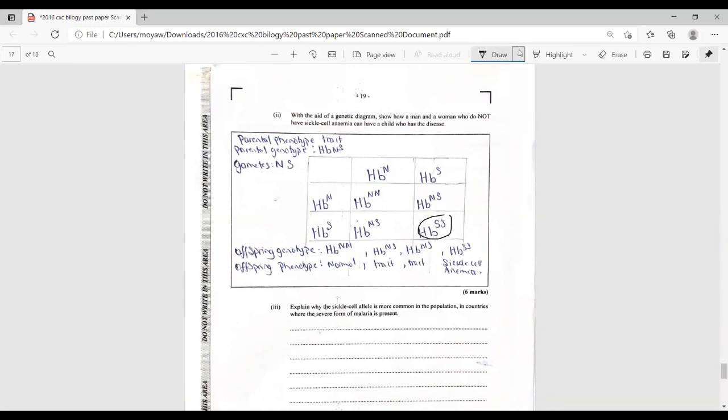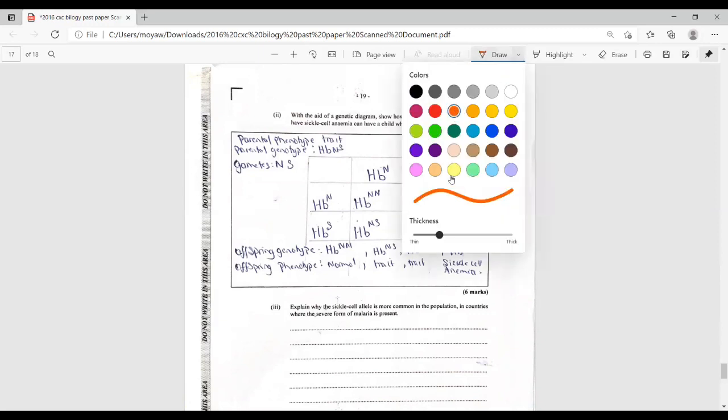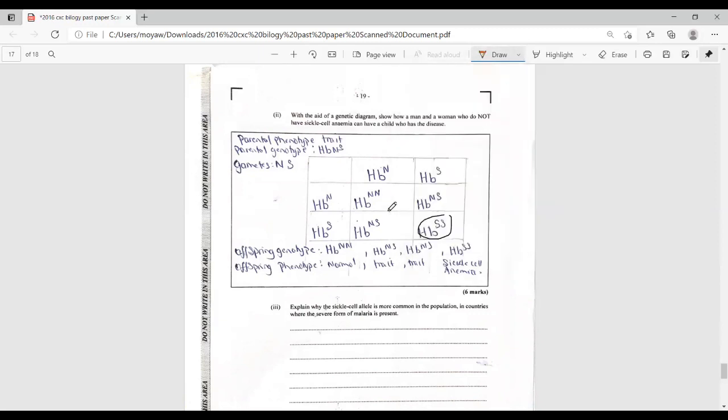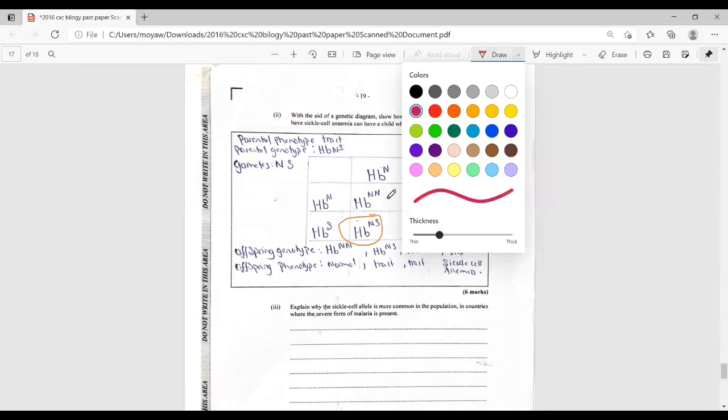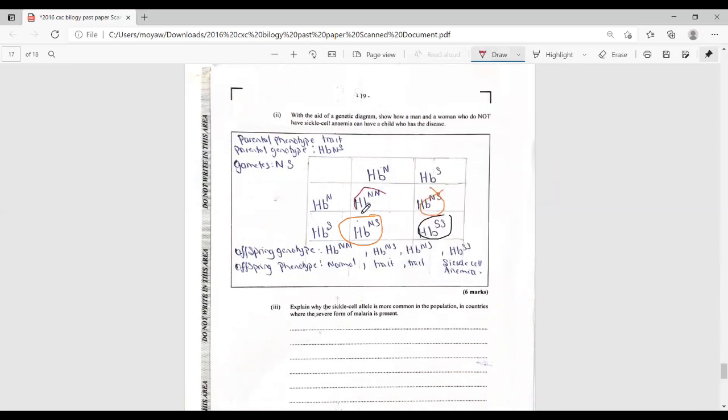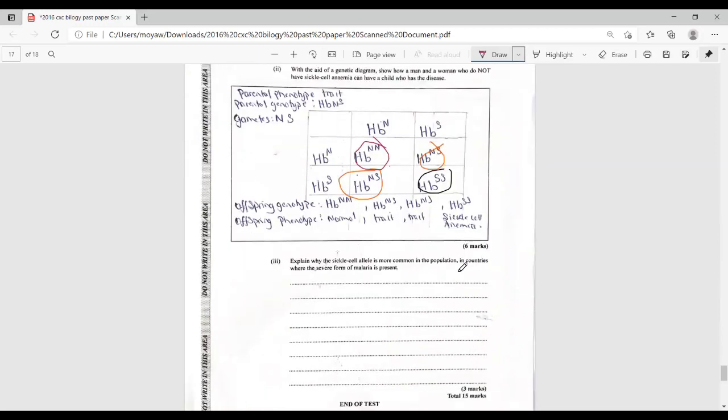These two would be the carriers. And then this one would be a normal child. So the genotype HbNN, normal as we mentioned. HbNS is the trait. And then HbSS is the sickle cell anemia, so the person has the disease.